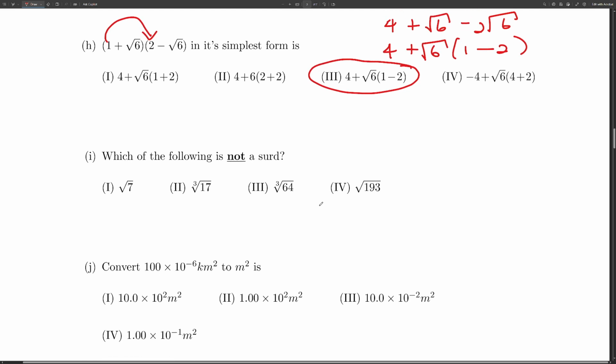Which of these is not a surd? So I have to find the one in which I can find the square root or the cube root of. So it's not this one. Not seeing a perfect square here. Neither this one. Maybe this one. But what about this one here? This is the cube root of 64. And I know that 4 by 4 is 16, and 16 by 4 will give me back 64. So that means this one here will give me back 4 cubed. So this one here is not a surd. This is, and this is.